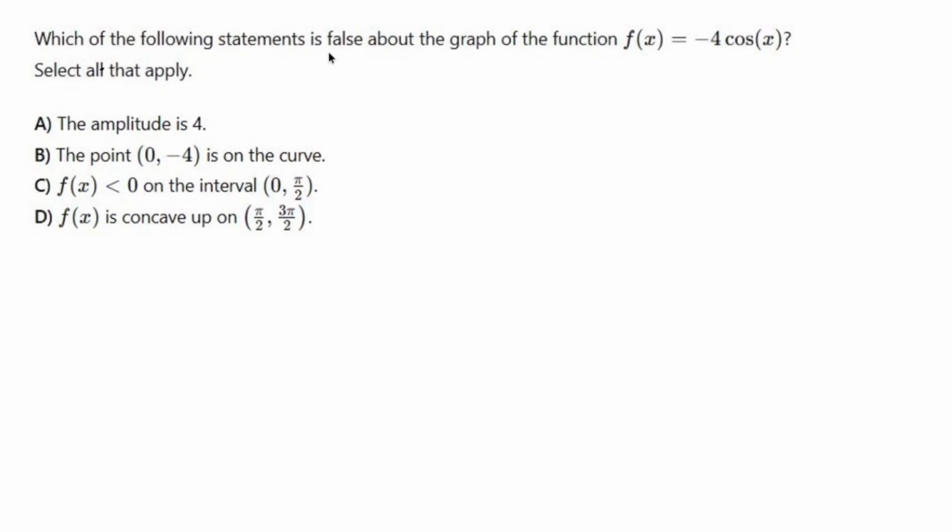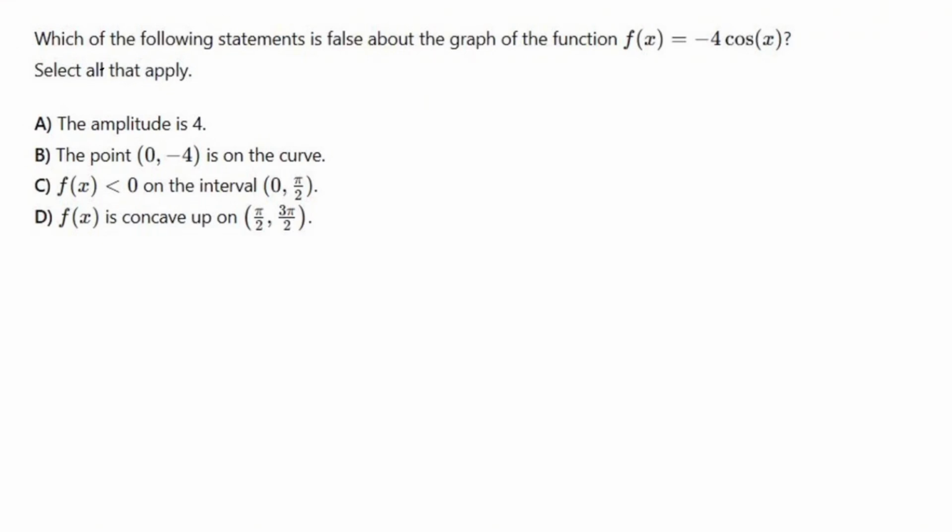Which of the following statements is false about the graph of the function f of x equals negative 4 cos x? Select all that apply. So, okay, we could have several. So we're kind of playing 3 truths and a lie, or maybe 2 truths and 2 lies, or a bunch of lies, and it's all very anti-biblical if you ask me. I don't like it. But I'm leaving it in the video.